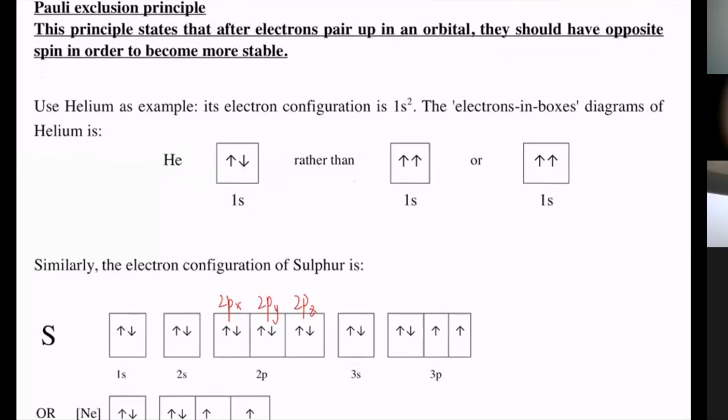Okay, so in each orbital, when we have 2 electrons in there, they should have opposite spin. One spins up, one spins down, to minimize the repulsion. So that's one of the representations. You can use arrows like this. Sometimes you could also see the arrows joined like this. So both of them are accepted.